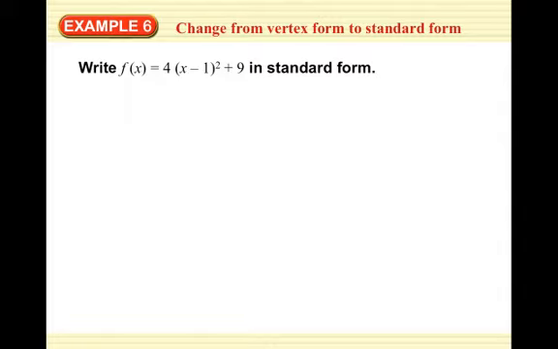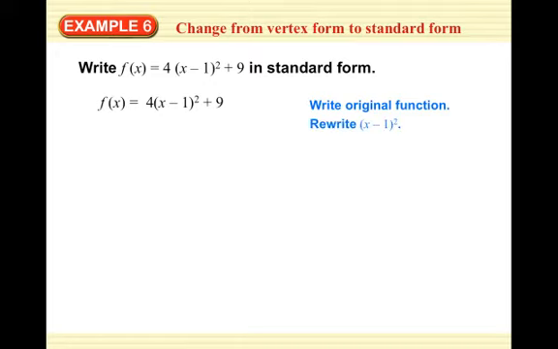Okay, so for our last example, we're going to write f of x equals 4 times (x minus 1) squared plus 9 in standard form. So we need to simplify all that's written on the right-hand side. So we write the original function, f of x equals 4 times (x minus 1) squared plus 9. And then we're going to rewrite (x minus 1) squared as (x minus 1) times (x minus 1). That's what it means. And that makes it a little clearer. We've got 4 times (x minus 1) times (x minus 1), and then plus 9. We need to simplify that 4 times (x minus 1) times (x minus 1), and then worry about adding 9 at the very end.